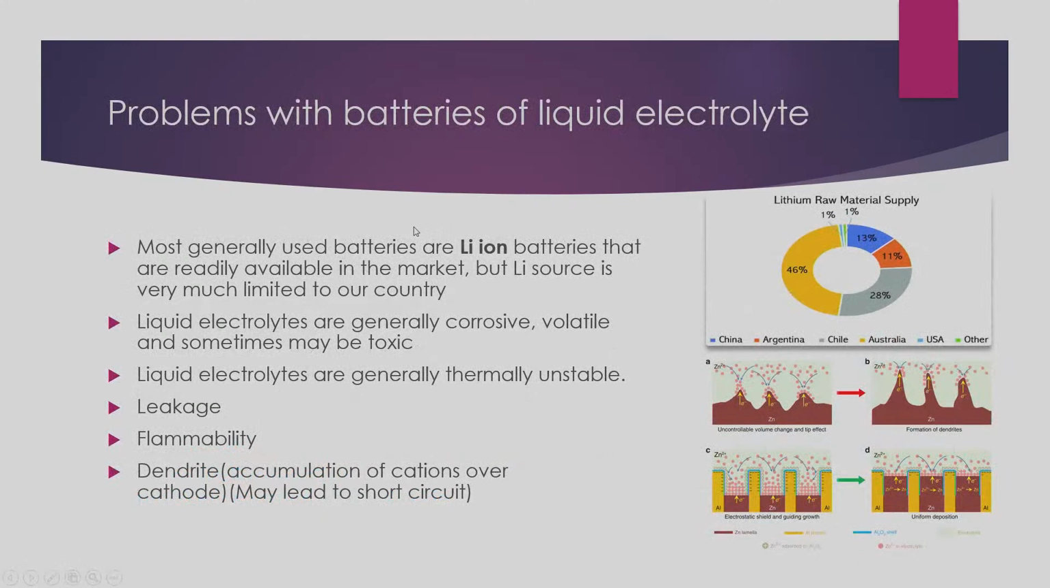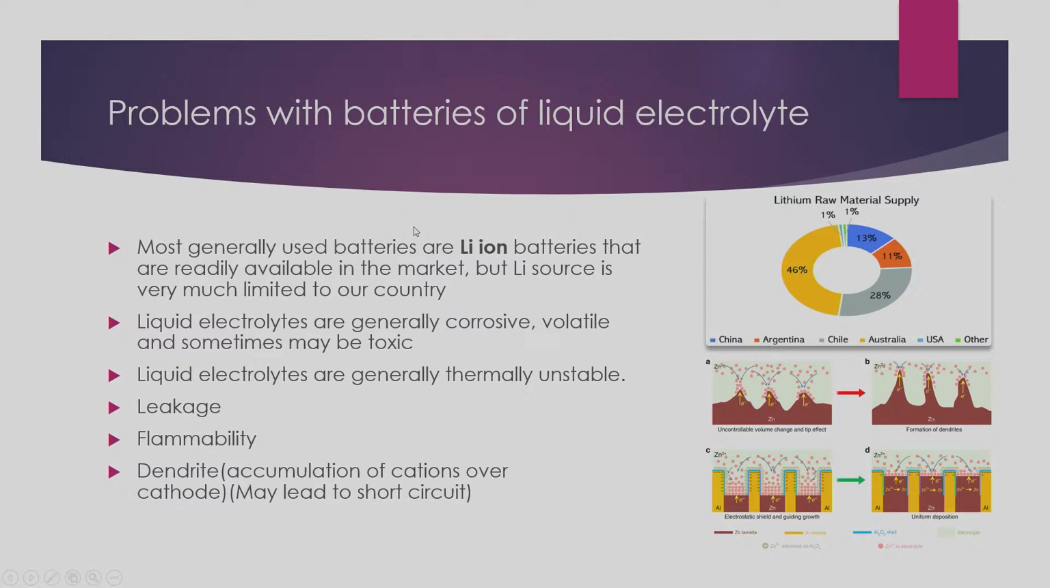The batteries being used have some limitations. In the first figure we can see the lithium raw material supply in the whole world. Most of the batteries that we use are lithium ion batteries or lead acid batteries. As we can see, worldwide, 46% of the lithium is available in Australia only. So the resources are depleting day by day.